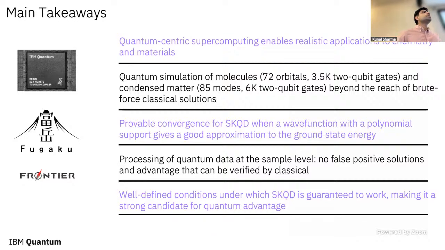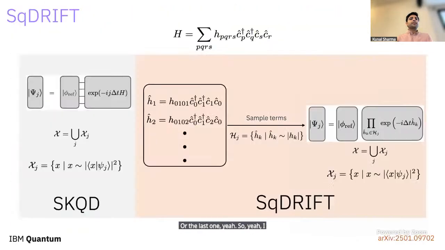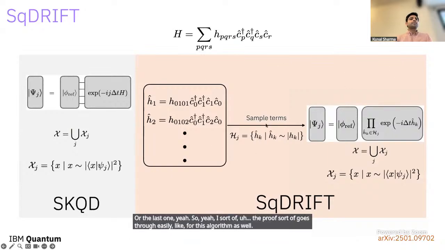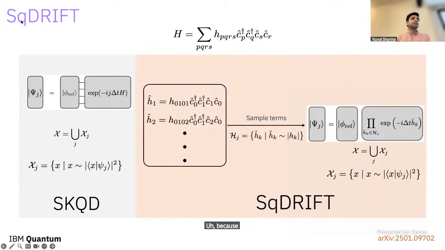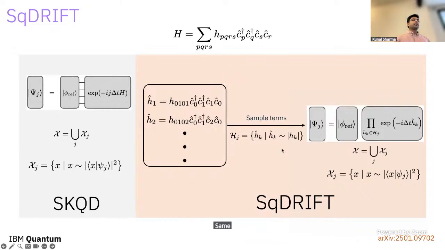Sorry, for which one? Oh, the last one. Yeah, the proof goes through easily for this algorithm as well. If you are familiar with the original Q-drift paper, the short answer is that yes, we have provable guarantees similar to what we have for the middle box, SKQD. The same guarantees apply to this algorithm as well.